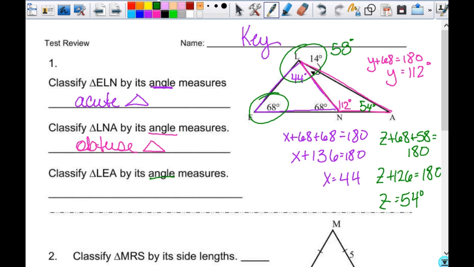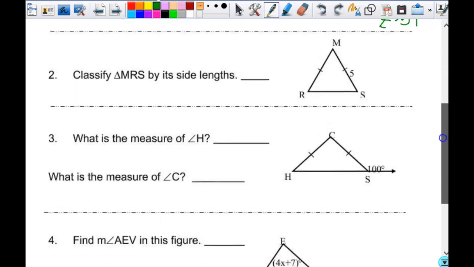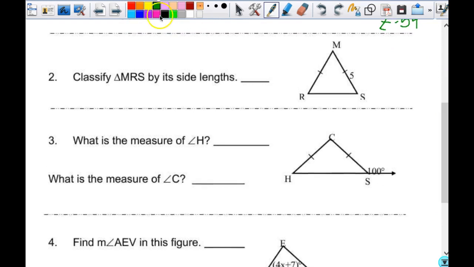All right, and then the big triangle, LEA, all three of those angles are acute angles as well, so this is an acute triangle. Does it look like an acute triangle? No. Does that matter? No. Okay. We good? All right, so then I have to classify triangle MRS by its side lengths.